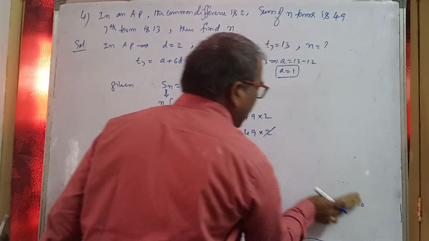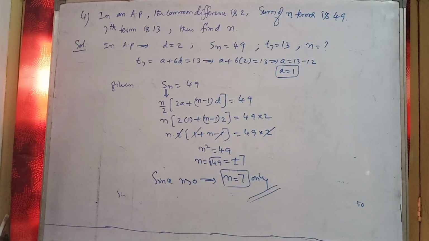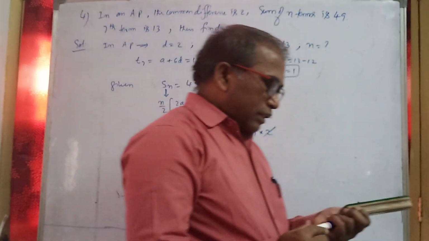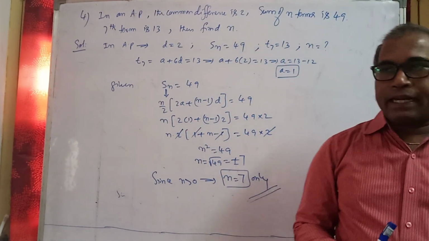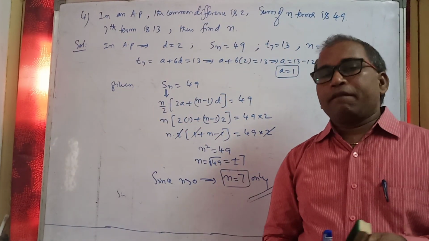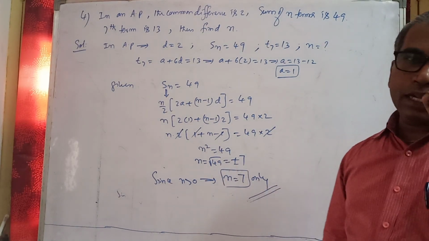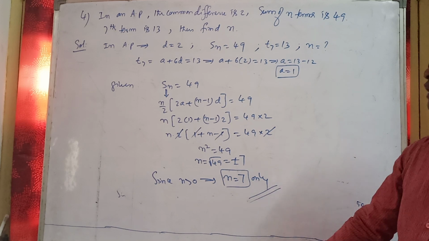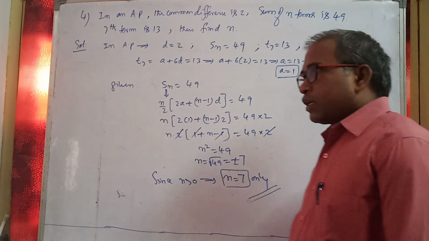So from the given data you have to find it like that. Copy this. Next we will see how to find the nth term of an AP when the sum of n terms of the AP is given. Copy this.